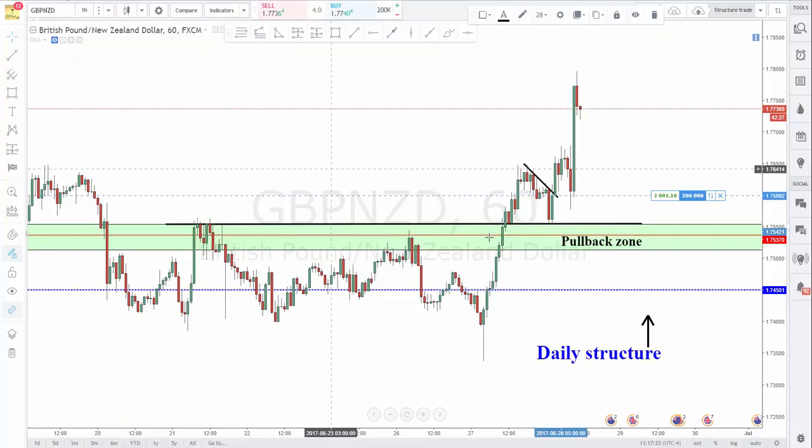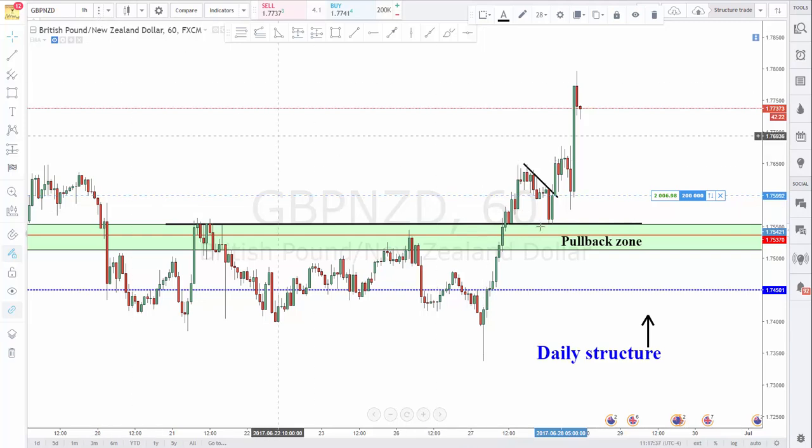So back over to the charts, as you can see, we did get a pullback pretty close to our pullback zone, but that never really gave us an opportunity to enter the market. There was never really an entry reason there.